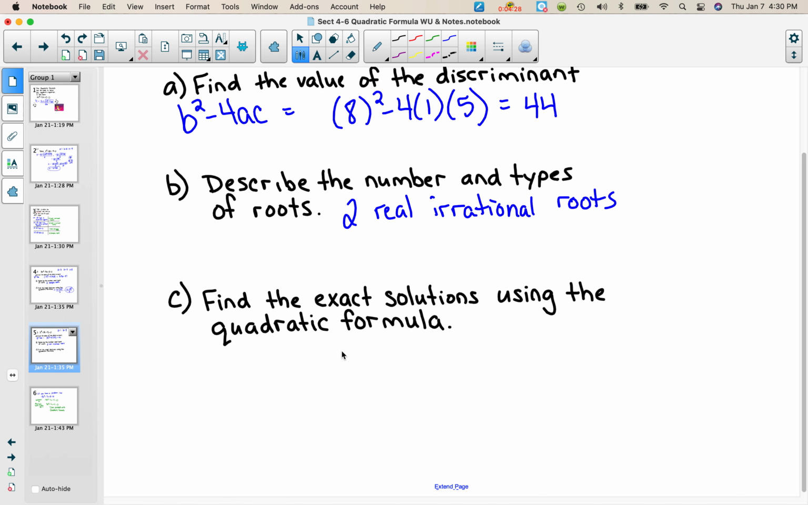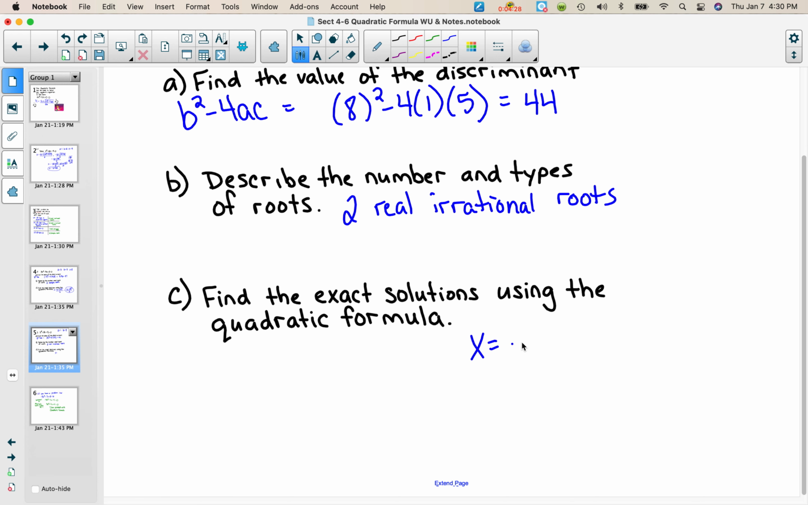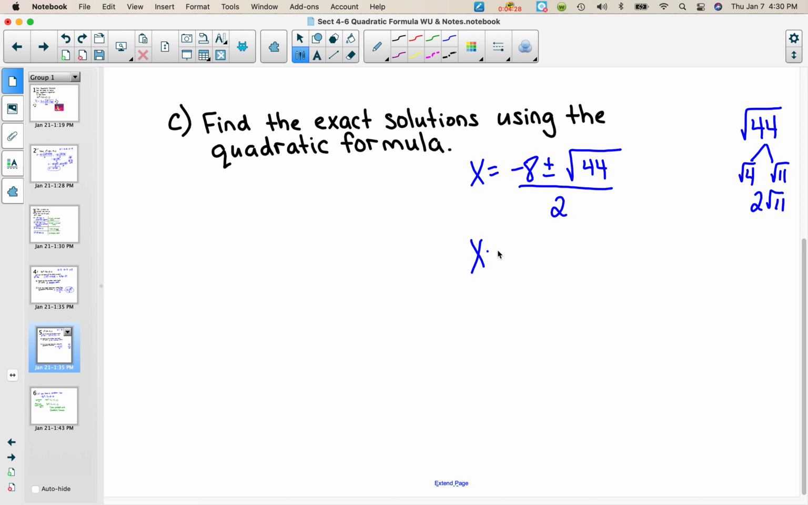Okay, so then we go about finding those. So x equals the opposite of b, which is going to be a negative 8, plus or minus square root. We already found the discriminant, so it's a 44, all over 2 times a, and a was 1. So now we're going to simplify the square root of 44. 4 goes into that, and it's a perfect square. So think of this as the square root of 4 times the square root of 11, which is 2 root 11. So now I have x equals negative 8 plus or minus 2 root 11 all over 2.